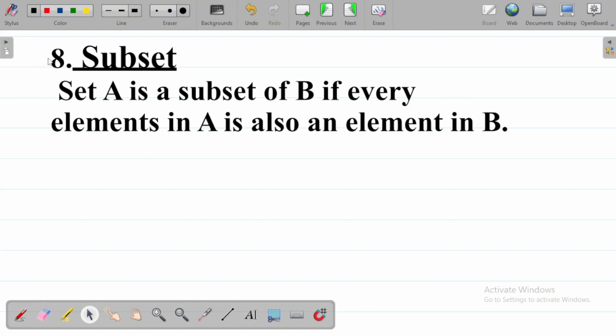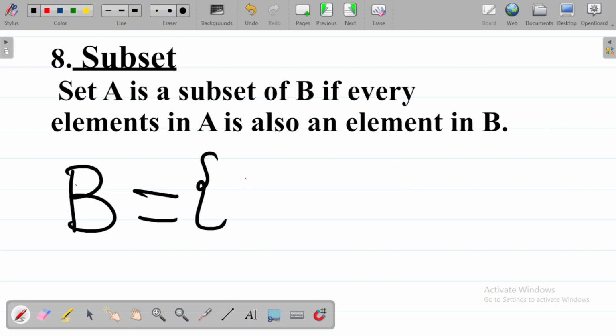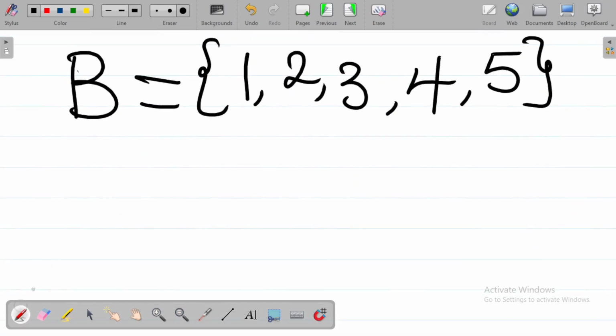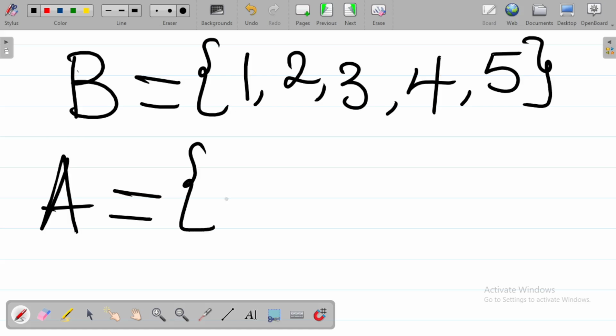All right, let's consider the next one, which is subset. Set A is a subset of B if every element in A is also an element in B. Let's take an example. So let's say set B is equal to {1, 2, 3, 4, 5}, and then set A is equal to {1, 3, and 5}.